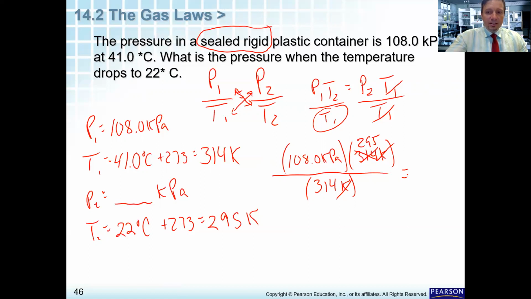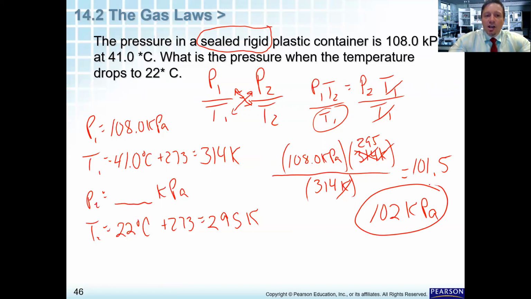So this comes out to 101.5, and then 3 sig figs means 102. So let's make sense of this. The temperature fell from 314 to 295, so therefore the pressure fell from 108 to 102, so it makes sense.